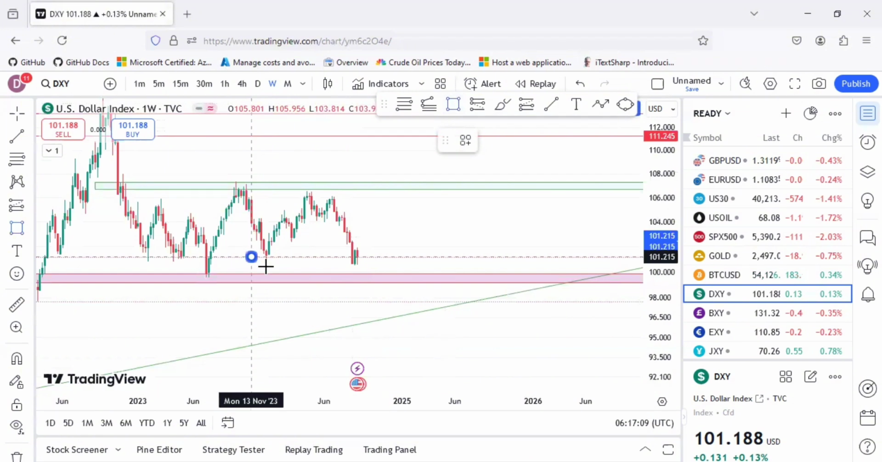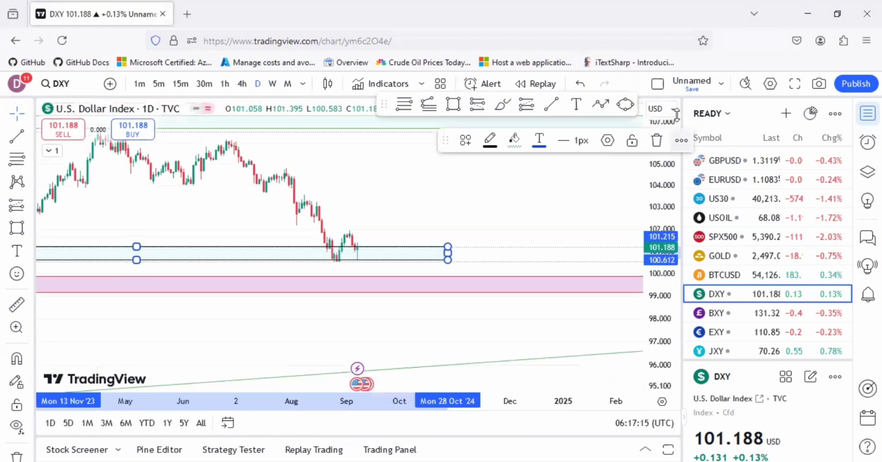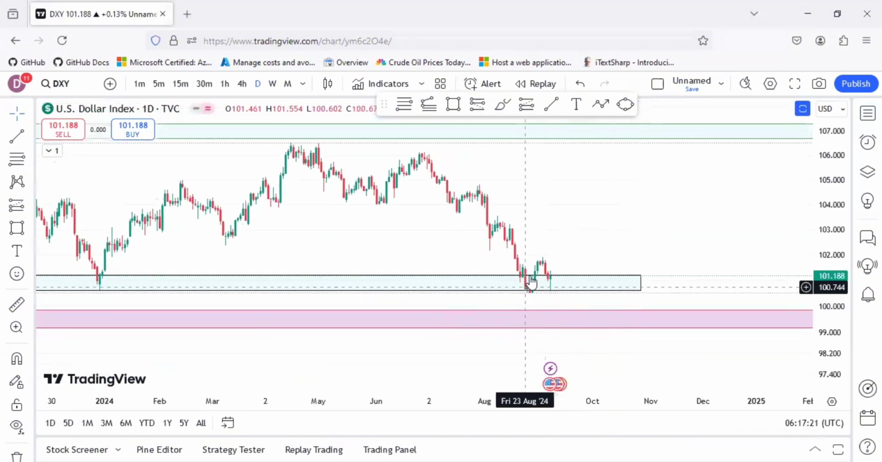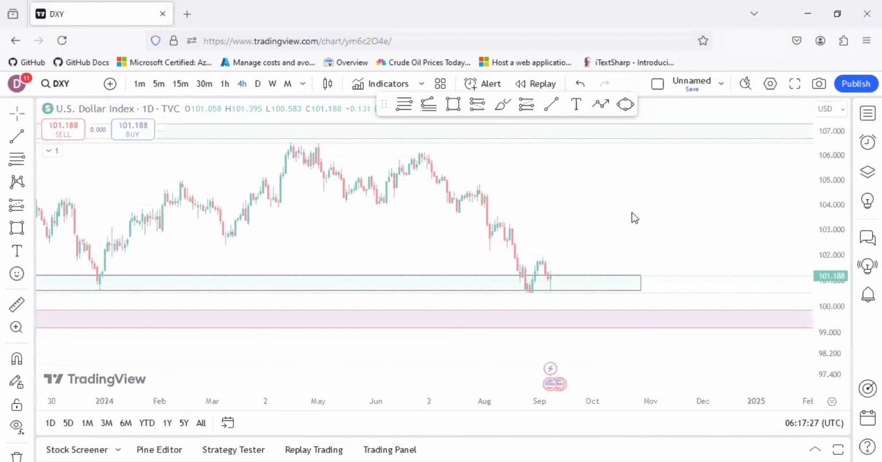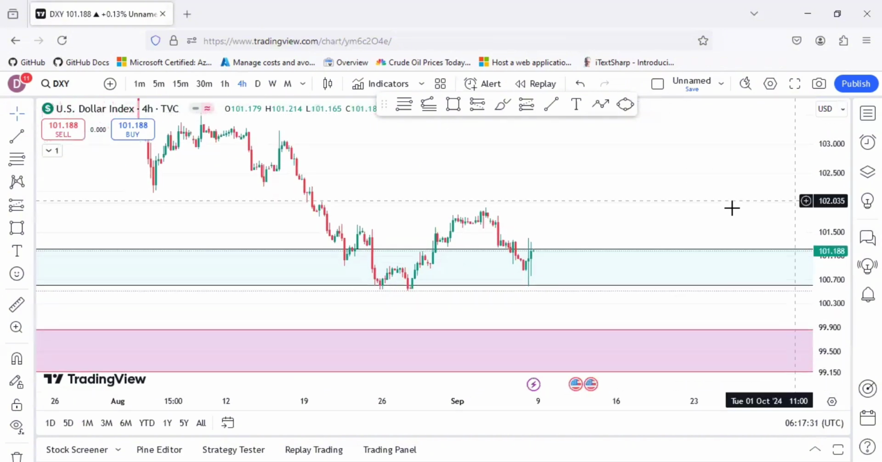If we mark this place out and go and check what is happening there on the lower time frame, let's go a little bit lower to the daily time frame. If you look at this daily time frame now, you can see that we have a support there. We are having a correction there on that support. Let's look at the 4 hours to see more details.